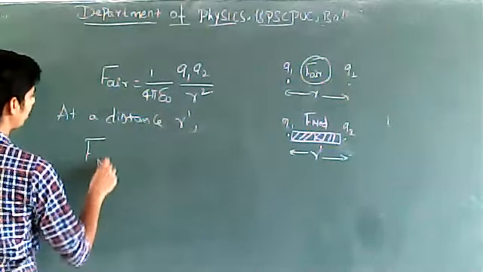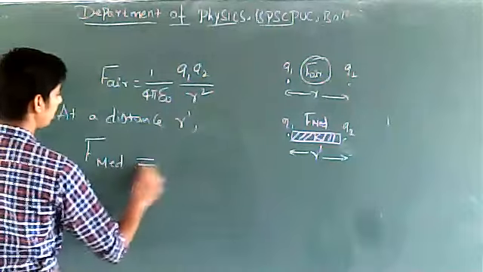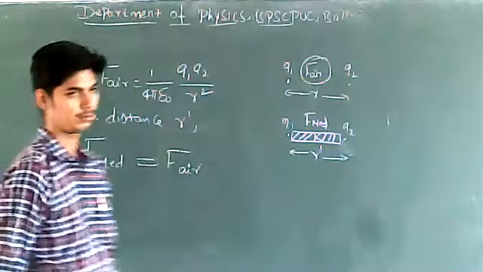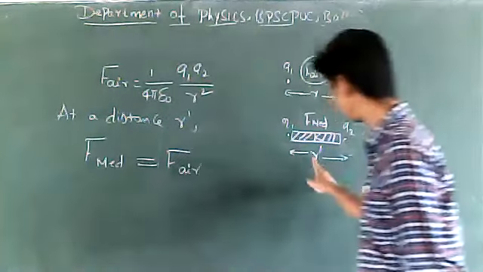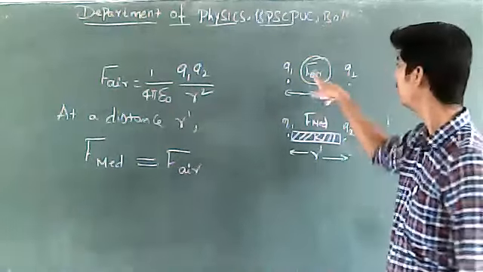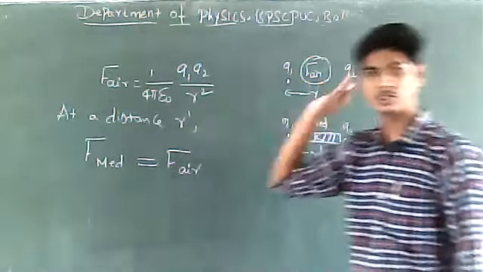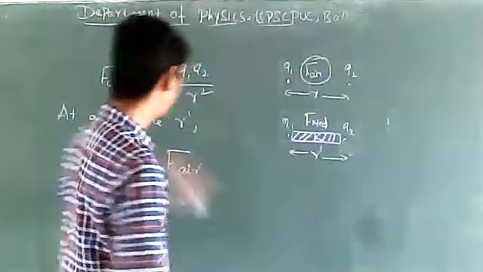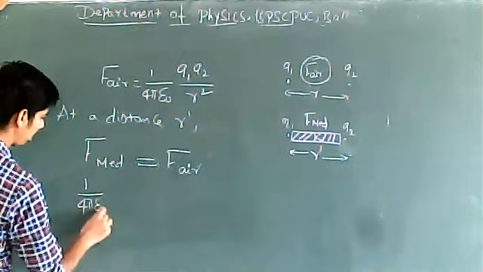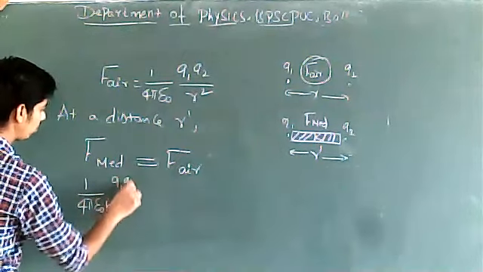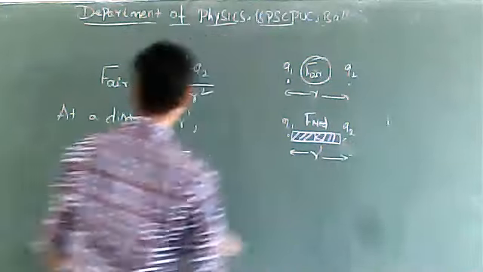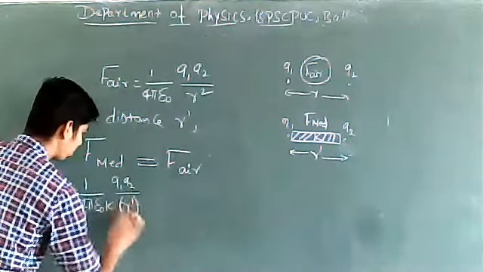At this distance r dash, the force between two point charges in the presence of the medium is exactly equal to the force between two point charges in air, right? Now we can write what F medium is. F medium is 1 by 4 pi epsilon naught K, Q1 Q2 divided by the distance between the two point charges in medium, r dash squared.